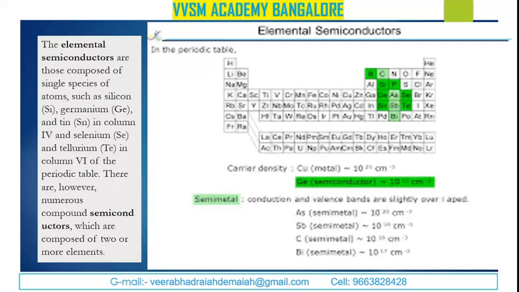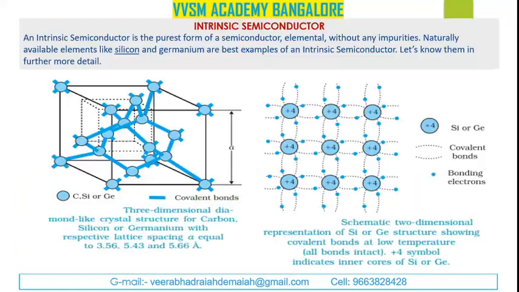Well friends, semiconductors, the elemental semiconductors, for example, germanium, silicon, etc. In the periodic table, I would like to divert your attention toward the periodic table where you can come across the elemental semiconductors, particularly silicon, germanium, and other things, tellurium, etc. And the compound semiconductors, which are composed of 2 or more elements.